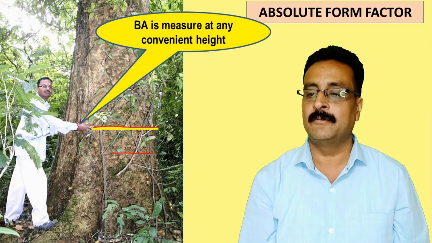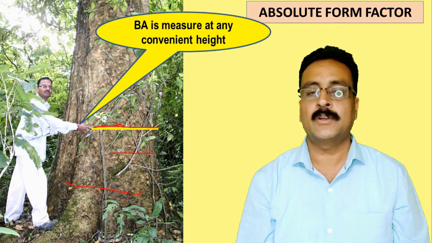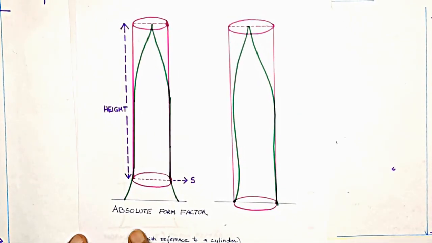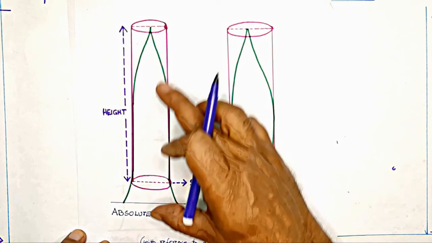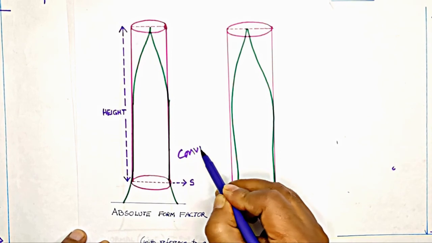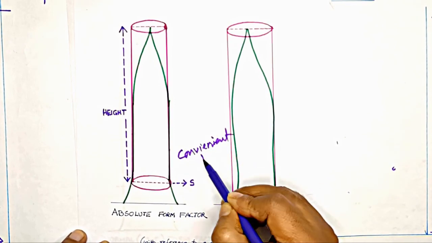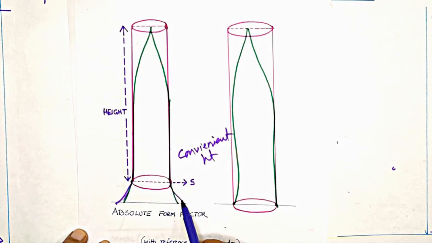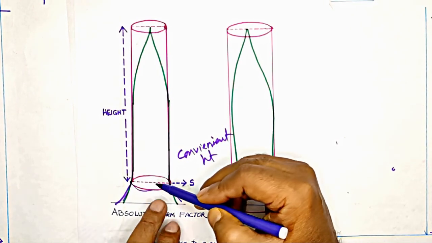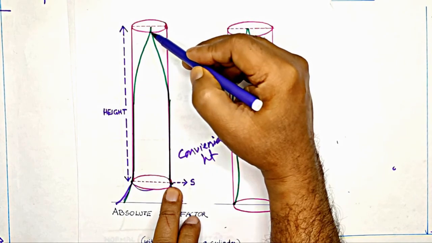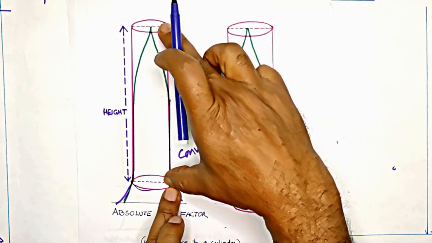Next is absolute form factor. Instead of breast height, we take the measurement at any convenient height. With reference to the cylinder, what is absolute form factor? Wherever we feel convenient, we will take it. If there is more buttressing here, we can take it at this height, and from that point we take the basal area. From that point to the top, we consider the cylinder. With reference to the cylinder, we will take the volume.